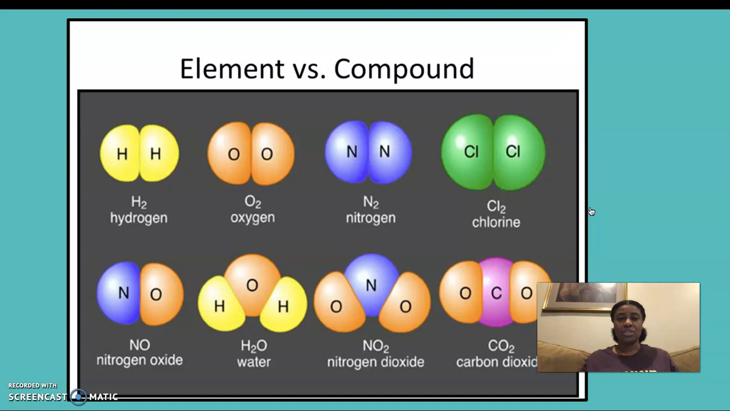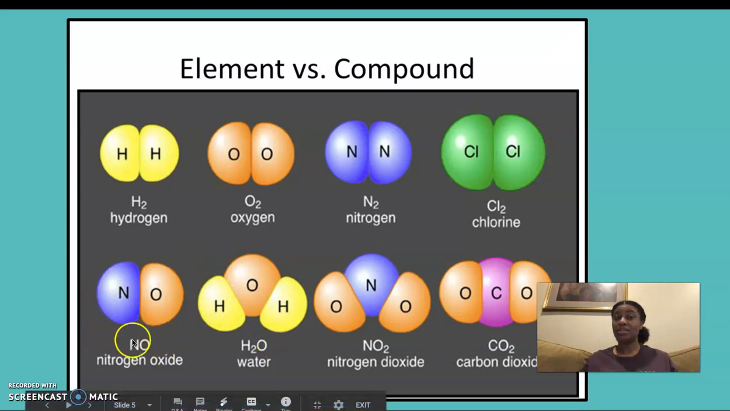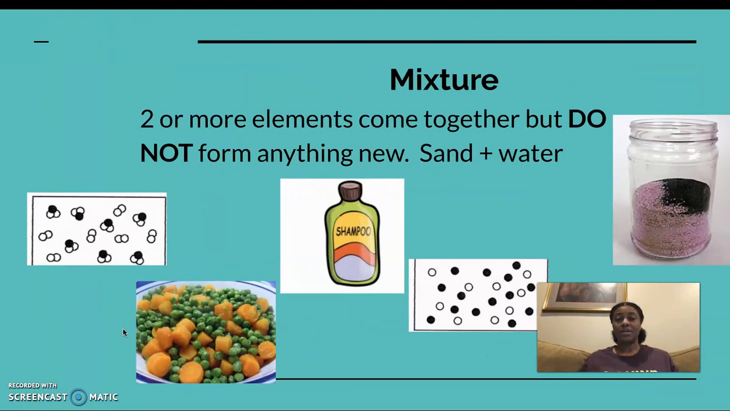So this is just a chart that shows some common elements and compounds. So I have hydrogen element, oxygen element. You see it's the same. Nitrogen element, it's the same. Chlorine, the same. It doesn't matter if it's one chlorine atom or 500 or 5,000 chlorine atoms. It's still going to be an element because it's the same thing. But the second I take two or more elements and I combine them, I get something different. Nitrogen oxide, water, nitrogen dioxide, carbon dioxide. Those are compounds. And they're not called atoms anymore. We call them molecules. All right.